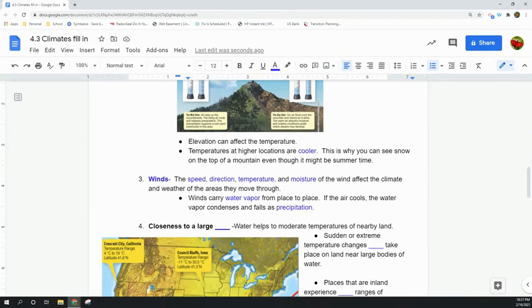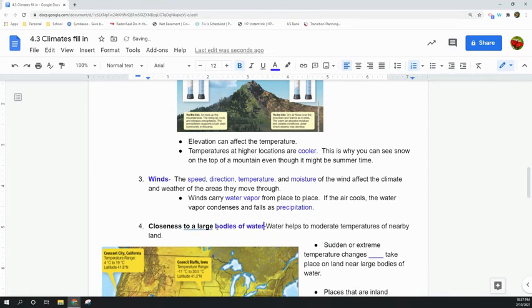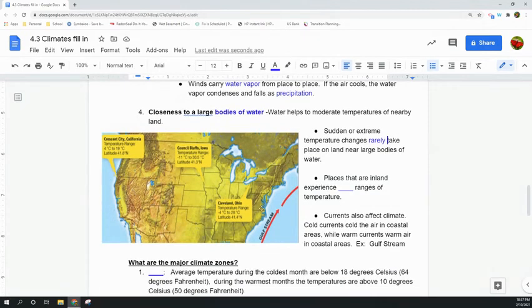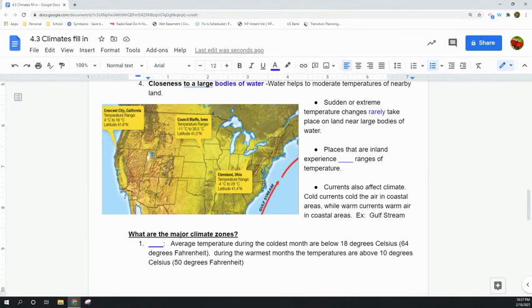The fourth factor that affects a climate is closeness to large bodies of water. Water helps to moderate temperatures of nearby land. So sudden extreme temperature changes rarely take place on land near large bodies of water. So that's why places like California, Florida, they tend to have the same temperature range. Even places like New York, they tend to stay pretty darn cool during certain times of the year.